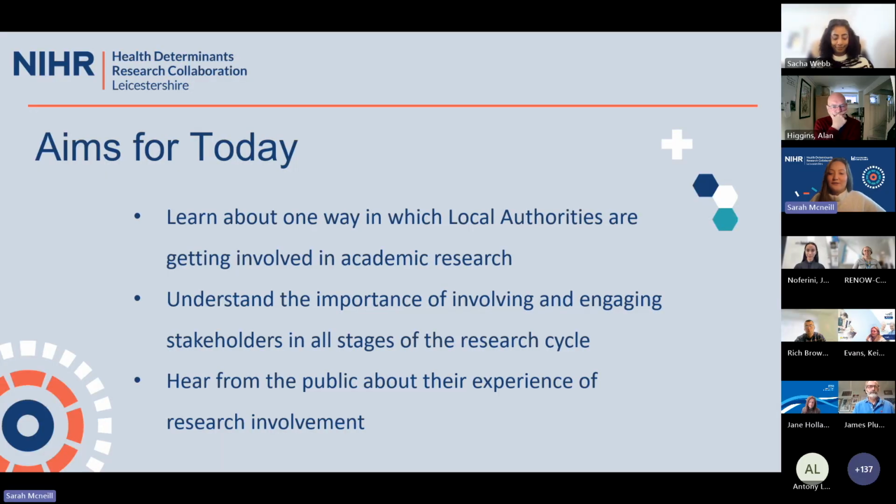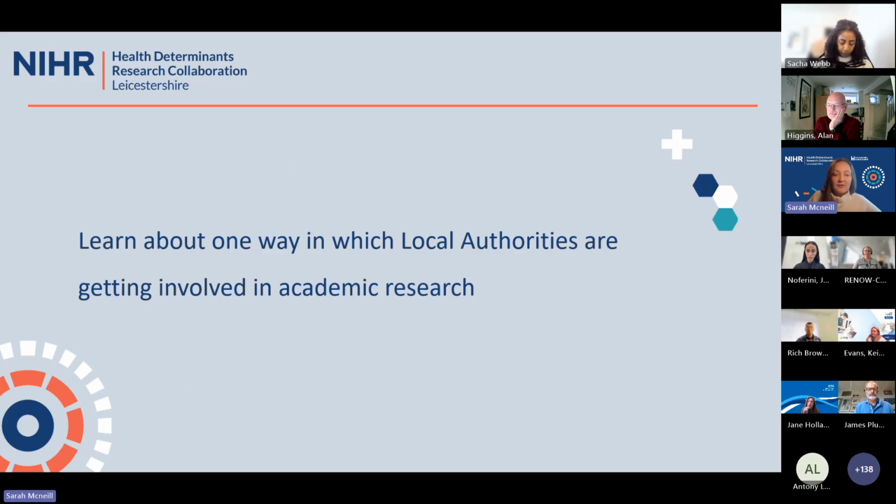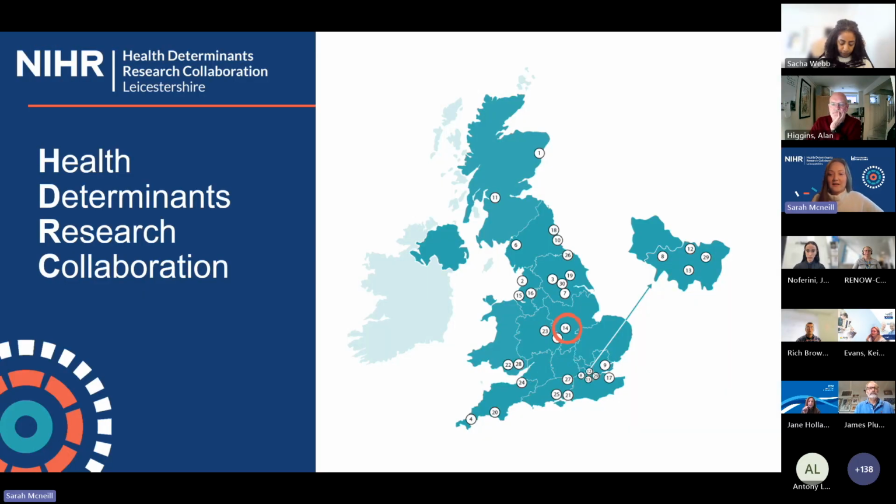So our aims for today, we've split into three. So we're going to do learning about one way in which local authorities are getting involved in academic research. And I've noticed in some of the introductions, there's quite a few people from local authorities, so some of you may have other ideas of how other places have done this too. We're also then going to move on to look at understanding the importance of involving and engaging lots of different types of stakeholders and partners in all stages of the research cycle. And then we've got an opportunity at the end to hear from some of our public contributors about their experience of research involvement. So to start off with, one way in which local authorities are getting involved in academic research.